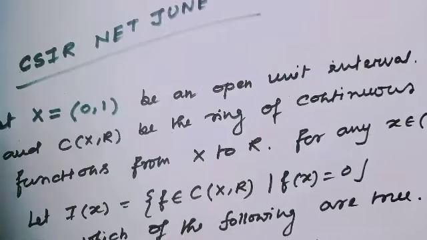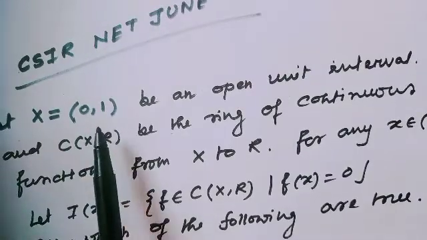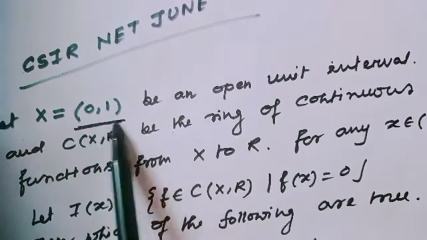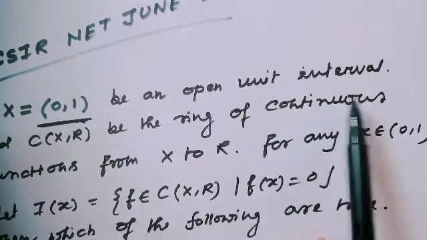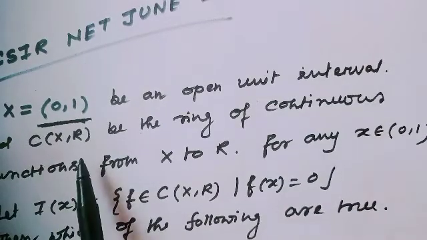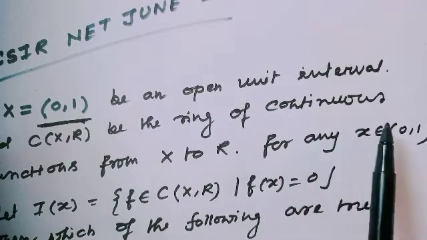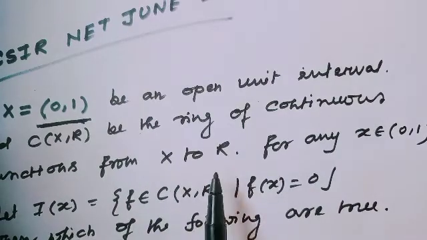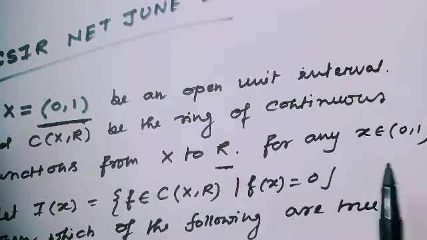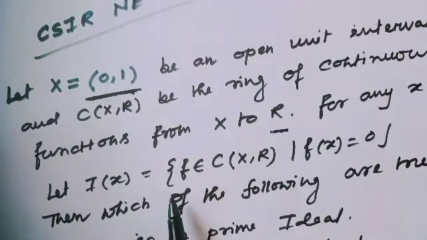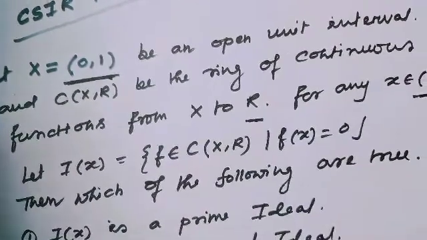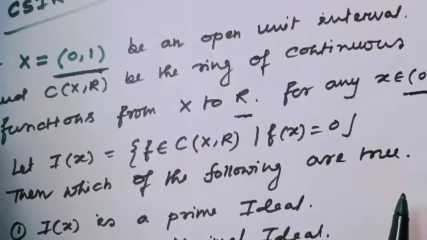Here notice the question: X equal to the open unit interval (0, 1), and C(X, R) is the ring of continuous functions from X to R. For any x belonging to the open interval (0, 1), now consider a set I_x such that f belongs to C(X, R) such that f(x) equal to 0. Then which of the following are true?